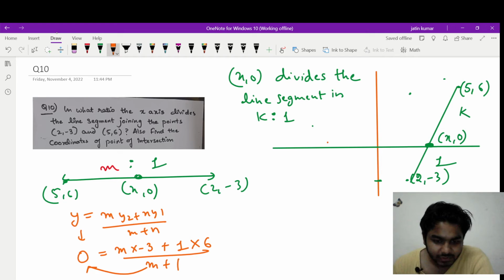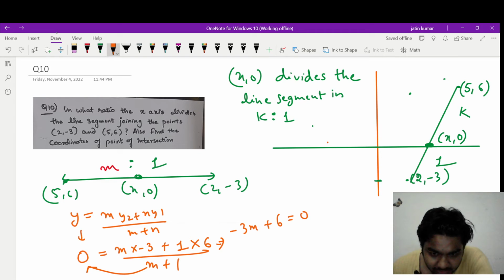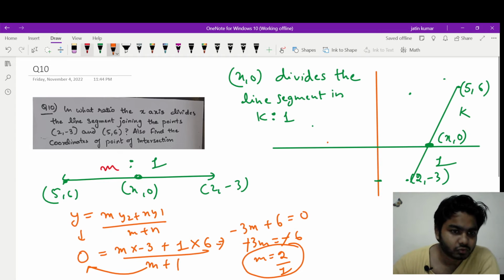So m plus 1 will go to the left hand side, so it becomes 0. We are left with -3m plus 6 is equal to 0. So we have got the value of m. -3m is equal to -6, so m will be 2 by 1. So the ratio becomes 2 ratio 1, and this is our final answer.